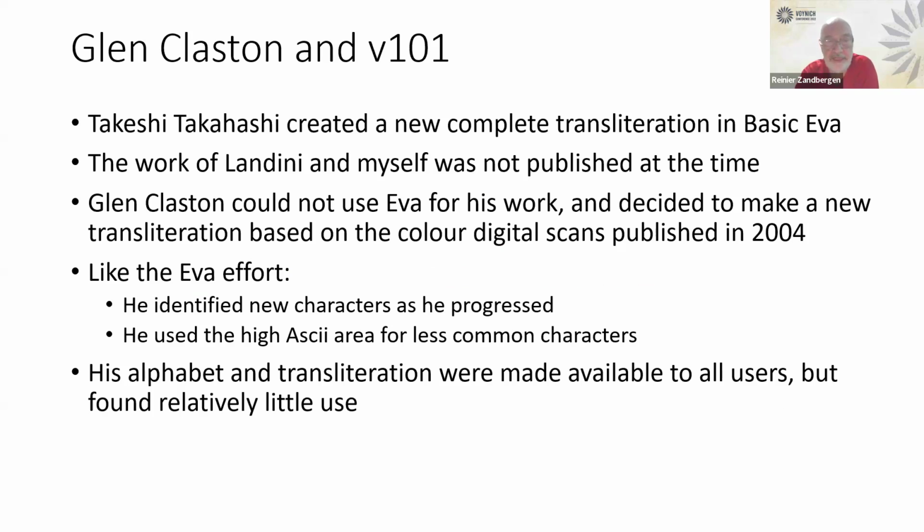At the same time, the work of Landini and myself was not really finished, and we did not yet publish it at this time. And then in parallel, the American Glenn Claston decided that he also wanted to make a complete transliteration, but he could not use Eva for his work. He had his own ideas. So he decided to make a new transliteration based also on the color digital scans that were available in 2004. So similarly to the effort of Landini and myself, he decided to identify new characters as he progressed, and he would use the high ASCII area of the ASCII table for rare characters. His alphabet and his transliteration were made available to all users, but found relatively little use.